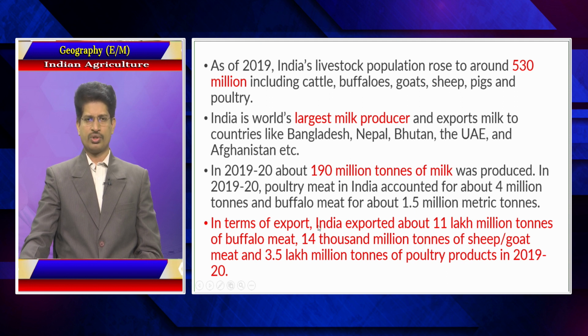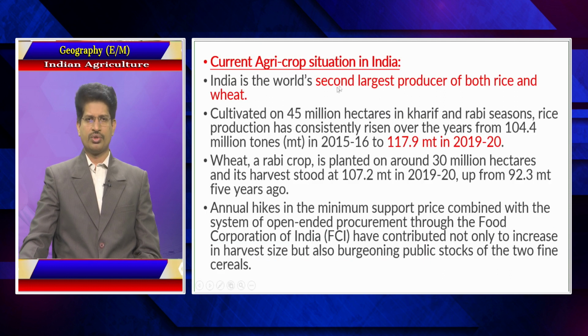In terms of exports, India exports about 11 lakh million tons of buffalo meat, 14,000 million tons of sheep, goat meat and 3.5 lakh million tons of poultry products in 2019-20. So this data can also be used in making objective bits in terms of Indian agriculture. The current agro crop situation in India.